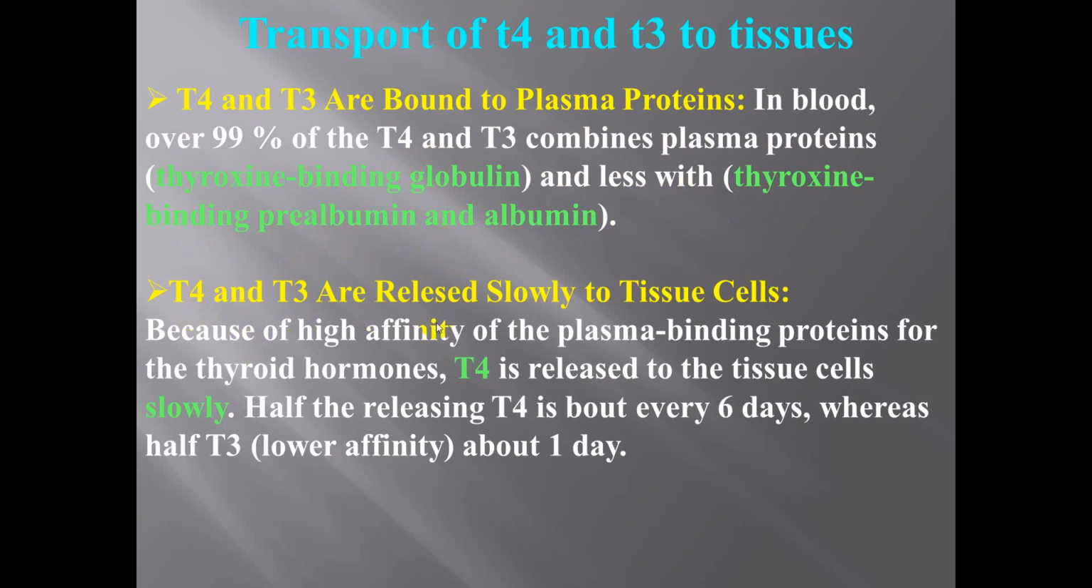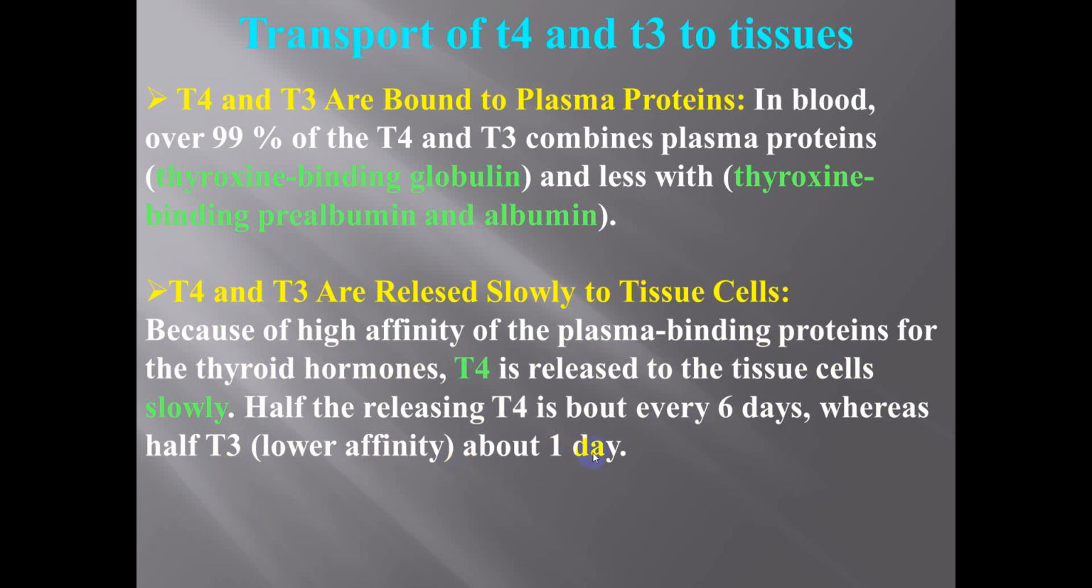T4 and T3 release slowly to the tissues. Because of high affinity of plasma binding protein for thyroid hormones, T4 is released to the tissues slowly. بسبب الباوندينغ يكون high affinity. Half of T4 is released about every 6 days, whereas half of T3, with lower affinity, about 1 day.